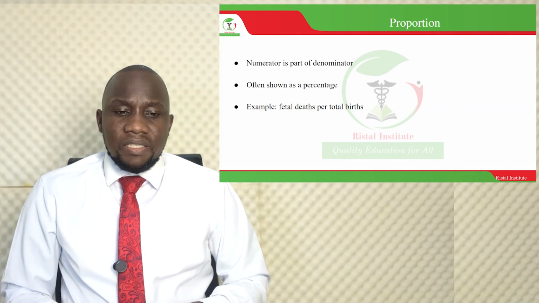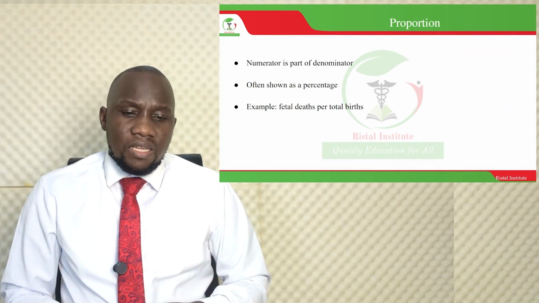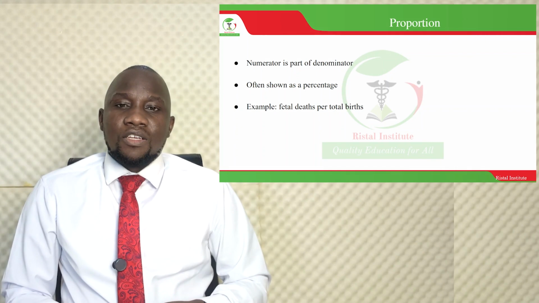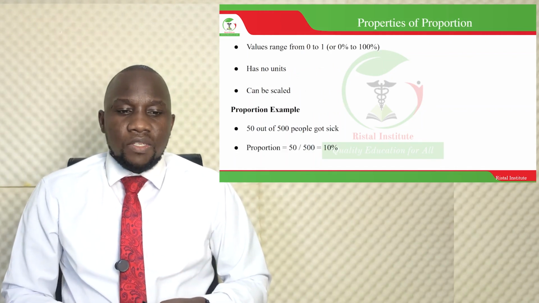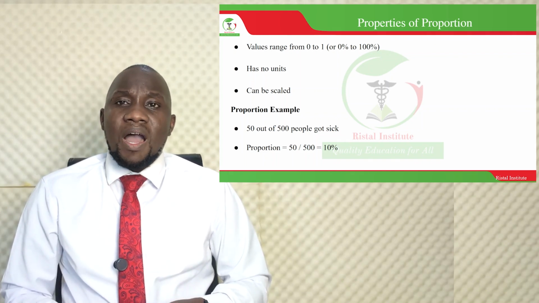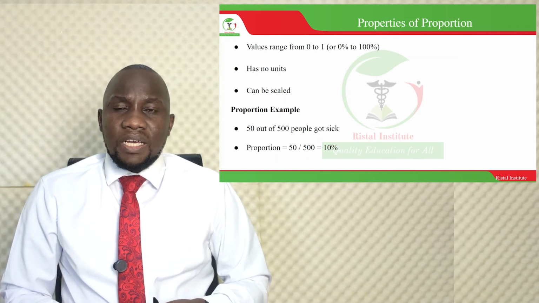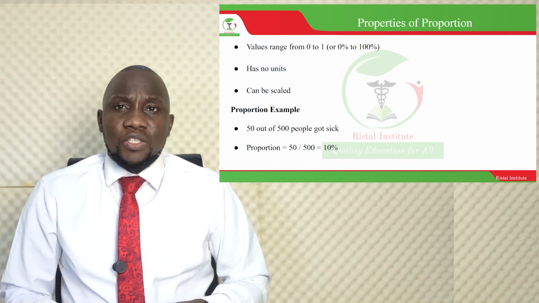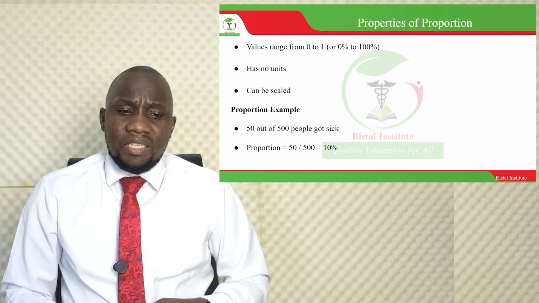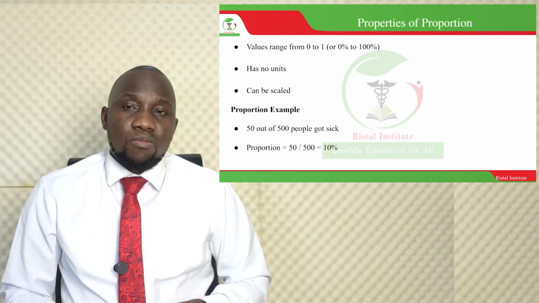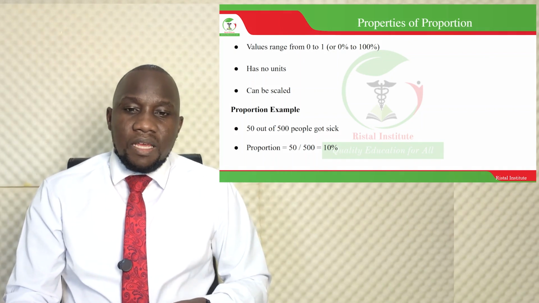Proportion: a percentage is actually a proportion. For example, you can say the total number of fetal deaths per total live births. That's a proportion. Or for example, if you are looking at all people who come to the clinic, how many of those are seeking family planning services? That's a proportion. Or of all people that visit a particular shop, how many of those are female? That's a proportion. It can range from 0% to 100%, or from 0 to 1. They have no units, right?